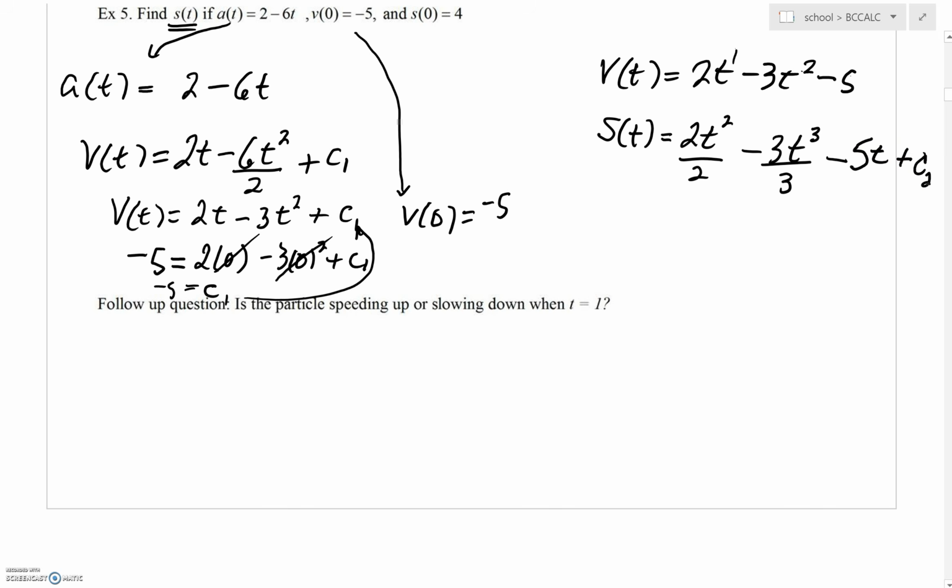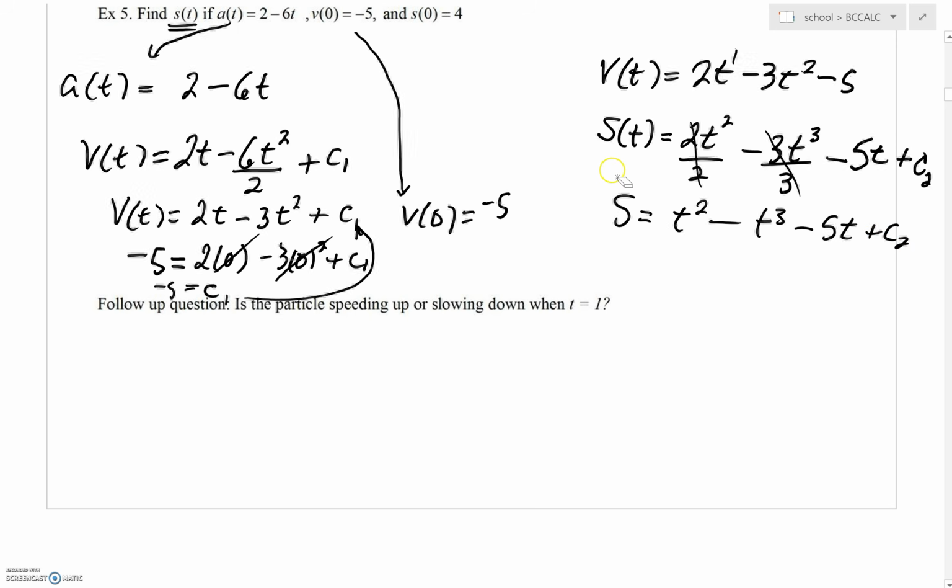And then look at this, I'll have a second constant. And of course, as we're working this out, these 2's are going to cancel. We'll have t squared. This is going to wipe out. You'll just have t to the third. Here's minus 5t plus this constant.